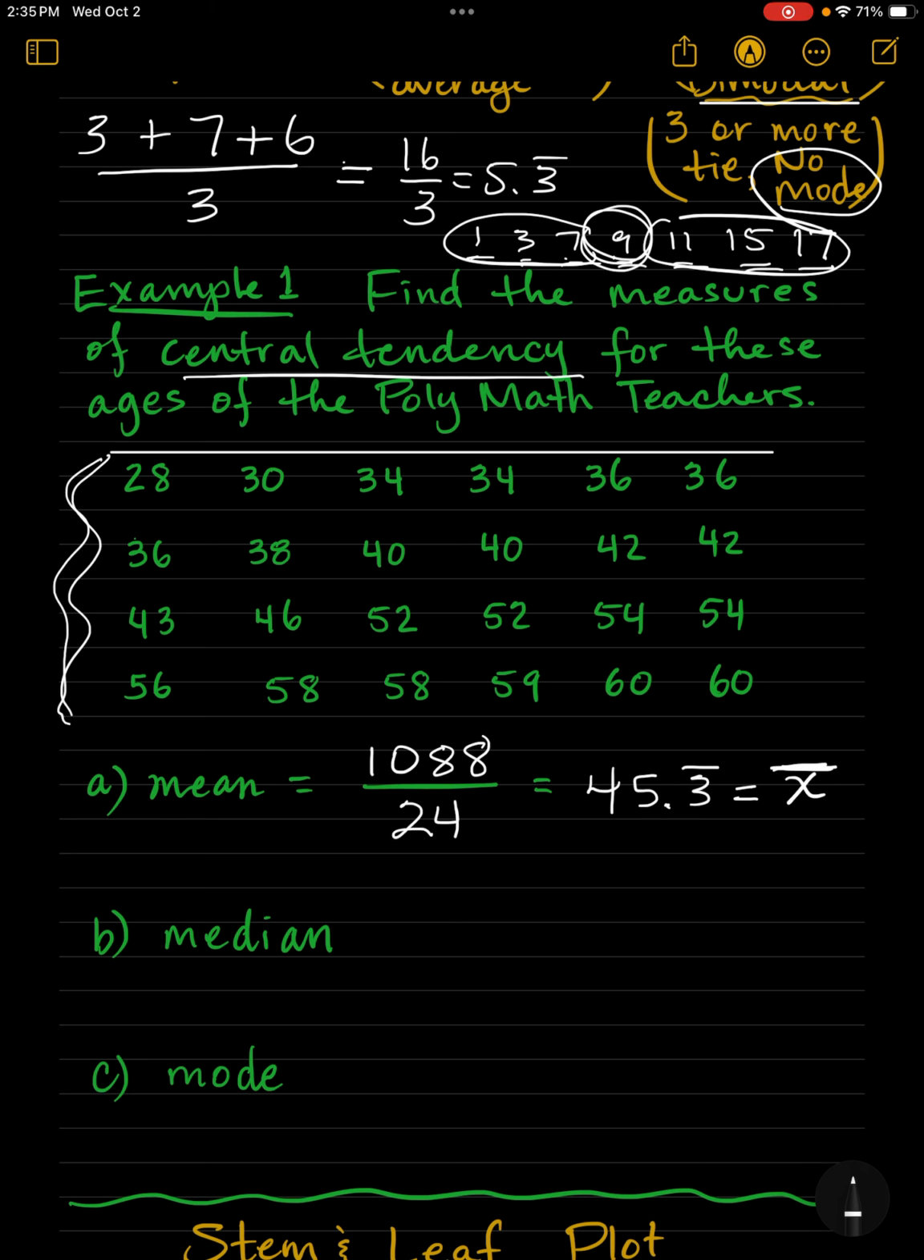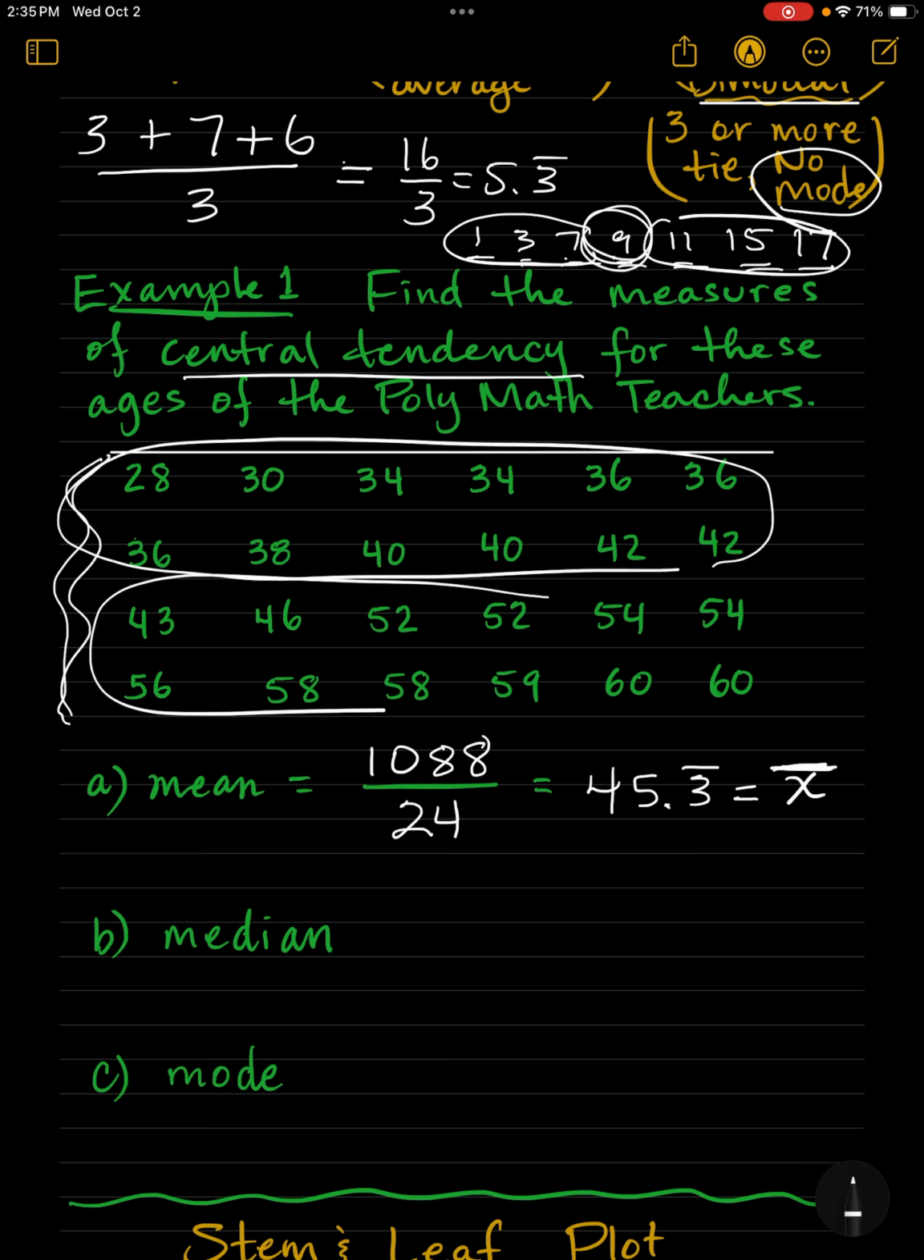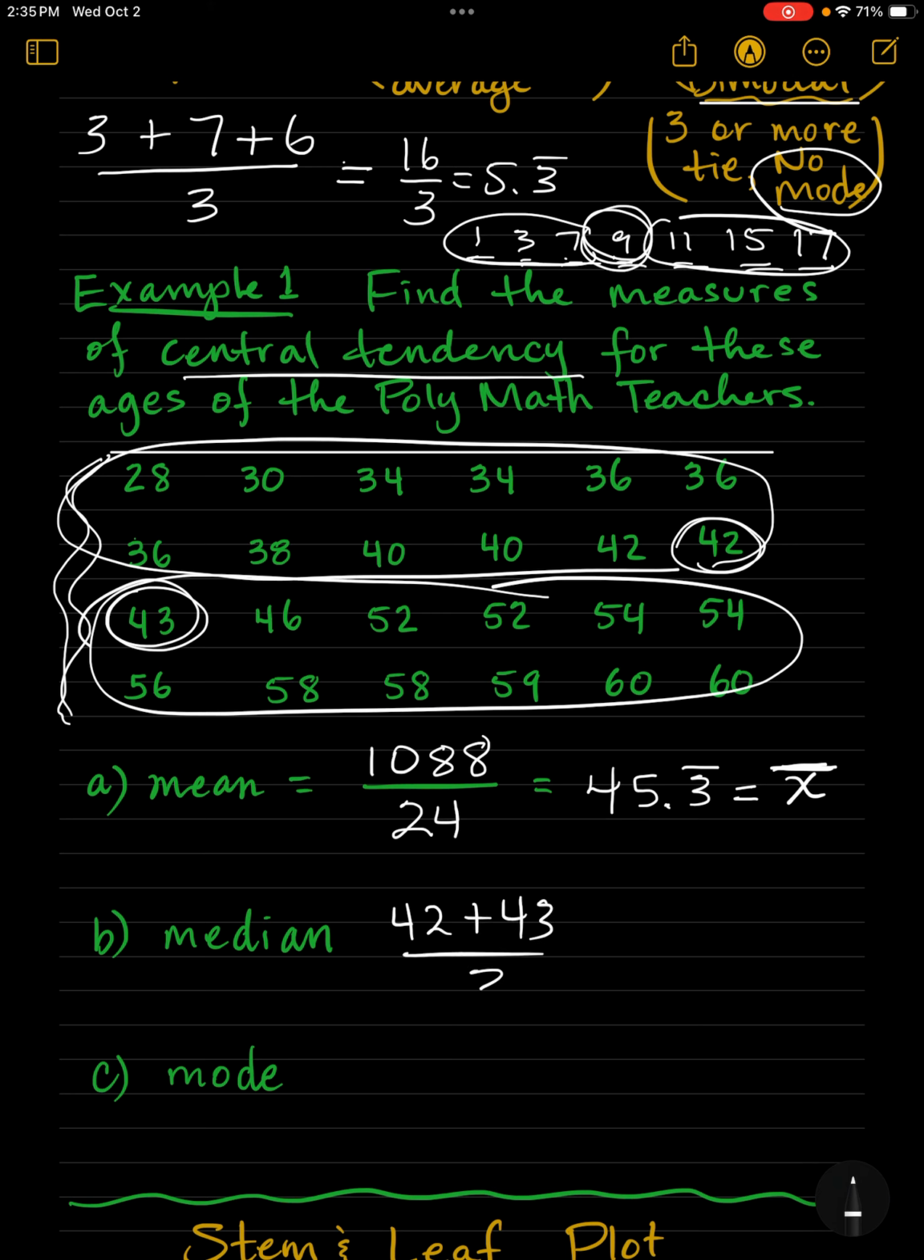The median, these are already in order for you. So what I've done is put them in order. There's 24. So that would be 12 numbers in the lower half, 12 in the upper half. So halfway between these two middle numbers, that would be the average of 42 and 43, which would be 42.5. The mode would be the most frequent. Let's see, 3 teachers are 36, so that would be the mode. The most teachers are 36 years old.